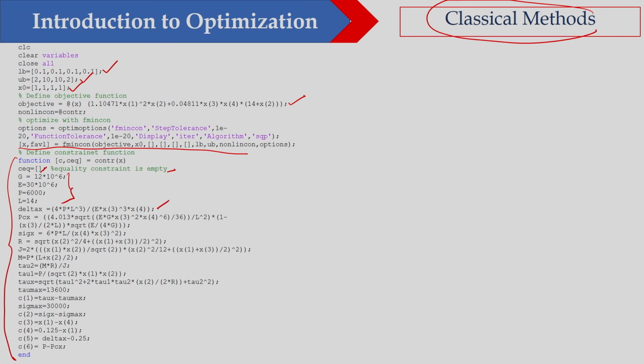Then you calculate delta x, then PCX, then sigma x, then r, then j, then m, and then tau 2 and tau 1 you have to calculate, and after that I am calculating the value of tau x. And then tau max is given. Then you define C1, C2, C3, C4, C5 and C6. Sigma is also defined here. So, I can define sigma here also. Okay, so there is no issue.